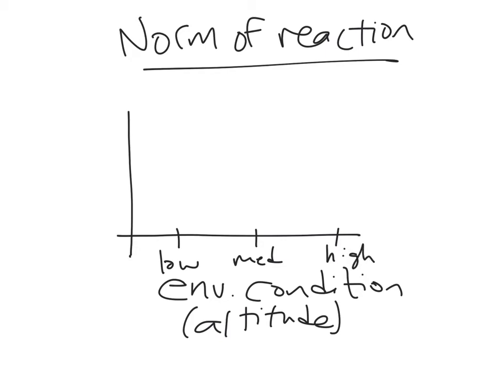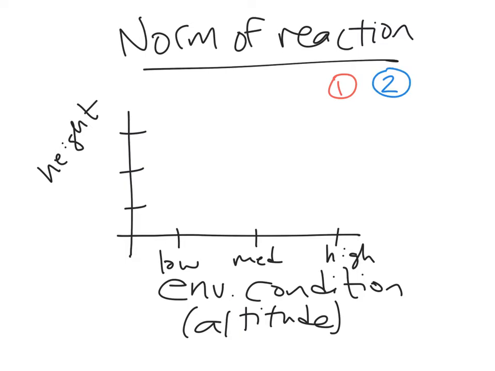What's on the y-axis then? Right, some sort of quantitative measurement of a phenotype. So what would we measure that might have something to do with altitude? Size. Okay, size. So let's say height. So what is it going to look like? Let's say we've got 2 different populations. Population 1 in red, population 2 in blue.